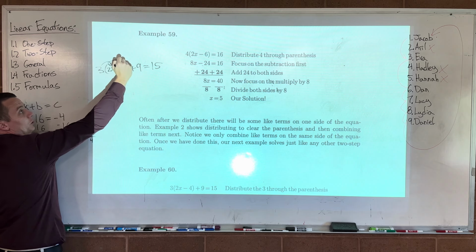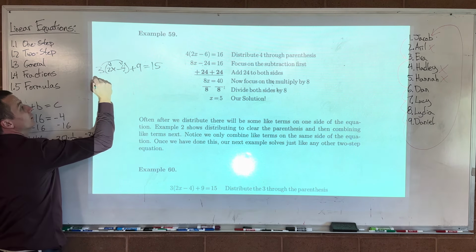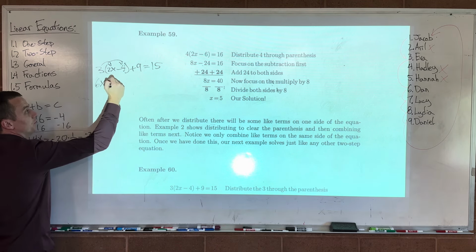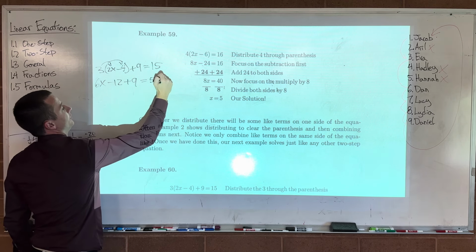So multiply by that, and multiply into that. 3 times 2x gives me 6x. 3 times minus 4 gives me minus 12. We still have the plus 9 equals 15. Now what do we do?